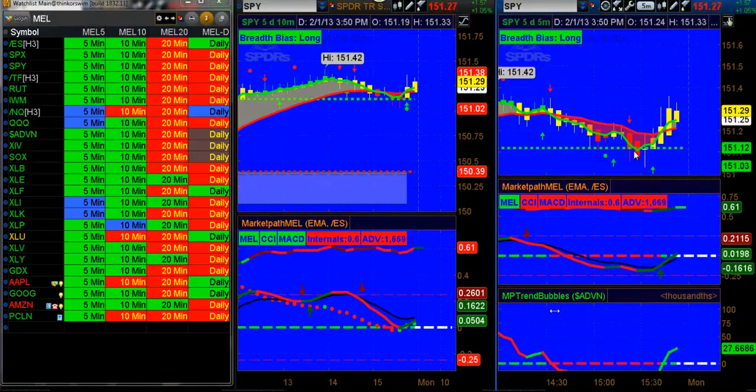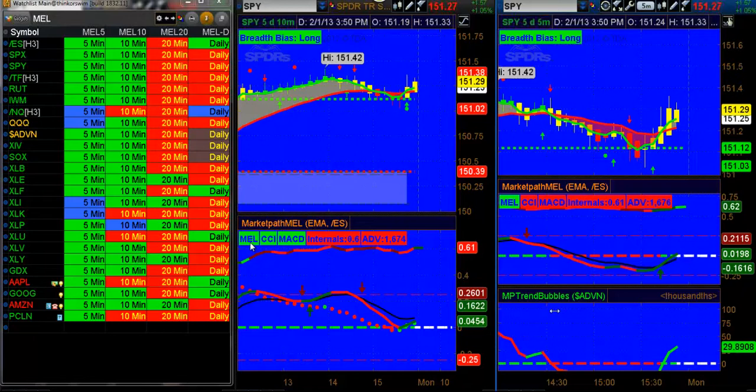And this is just our trend indicator. When the green is above the red, you want to be looking to buy the market. When it's below, you want to be selling the market. So we basically have all of this on one screen, and this is the nuts and bolts of the MEL system, where it's all color coded.